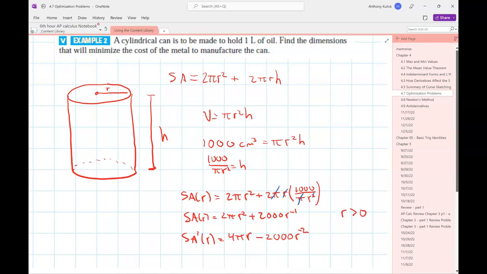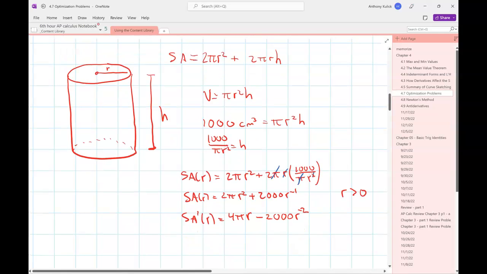Are there any values of R where this derivative is undefined? 0. But is that a problem? Is that actually a critical value? No, because it was also undefined in the original function, right? So you can't be a critical value if you're not in the domain of f, right? So we don't have to worry about that. So all we have to worry about then is where the derivative is equal to 0.